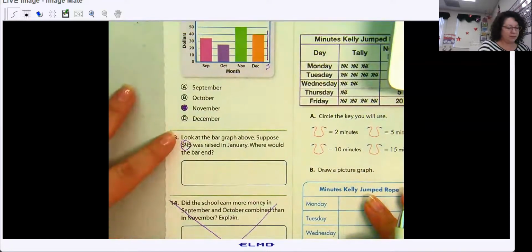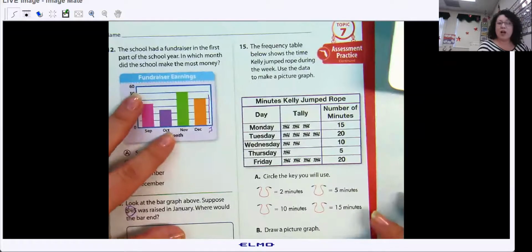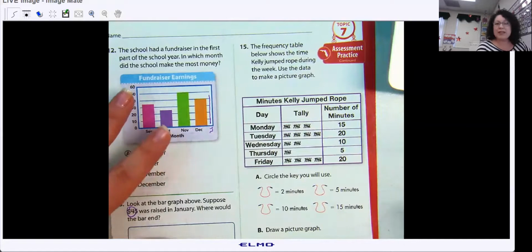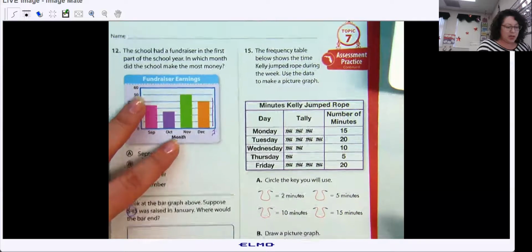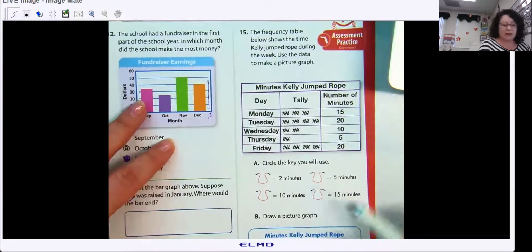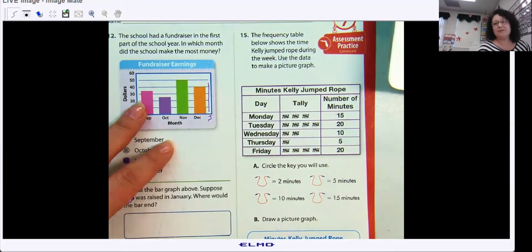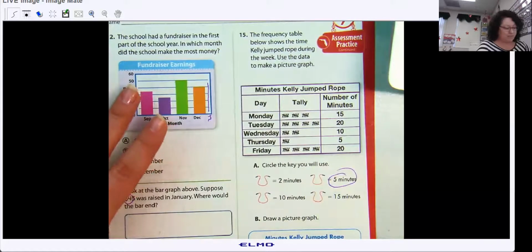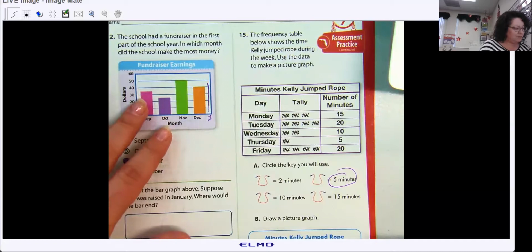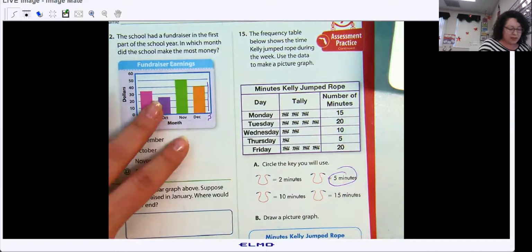You probably have that. We skipped 14. 15 is a long one, but it's not bad. The frequency table below shows the time Kelly jumped rope during the week. Use the data to make a picture graph. So again, you get to pick your scale. Which one did you pick? I bet we picked the same one. They all end in a 0 or a 5. I'm going by 5s. You could go by 10s, whatever.